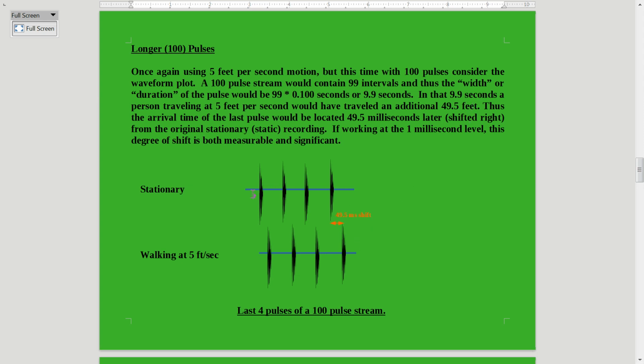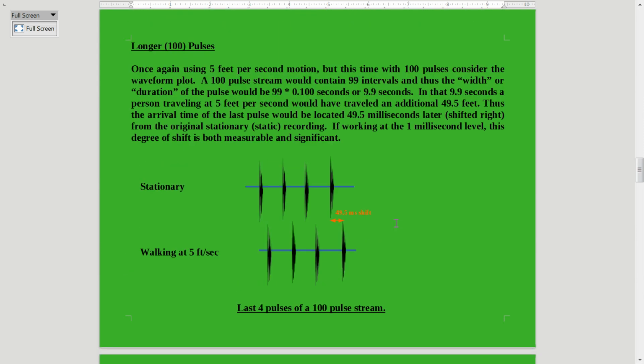So now we're talking, so here we go. If we have the last 4 pulses of a stationary 100 pulse long signal, versus the same signal only recorded walking away, then this difference between the last pulses is going to be 45.95 milliseconds greater for the person walking. Alright, so essentially as you walk away, you're increasing the distance from the source, and it takes the sound longer to get there.